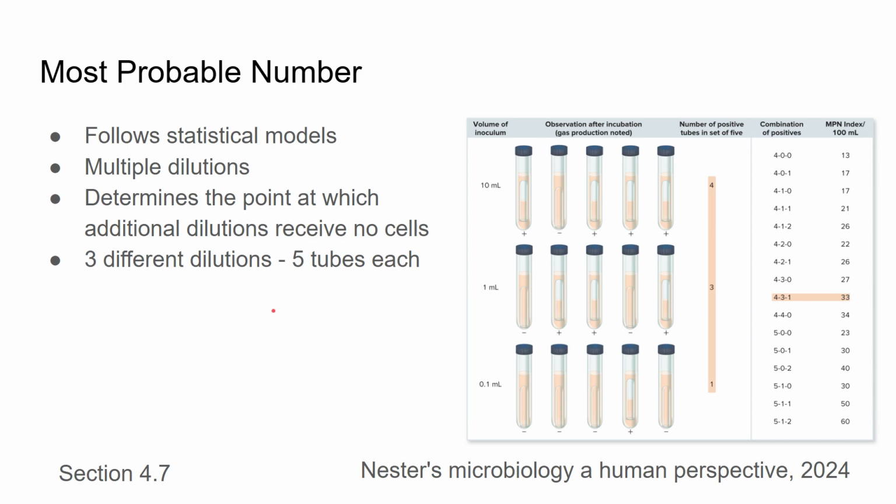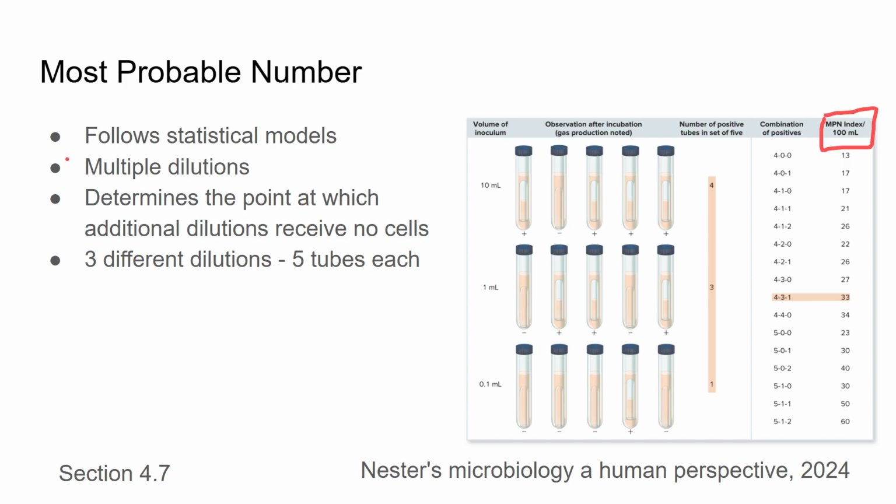Okay, most probable number. This one is confusing. I'm just going to say it that way, but it follows a statistical model. So that means that a statistician did this. Don't ask me where the most probable number index comes from. Someone who's good at math figured it out. I just follow what it says.